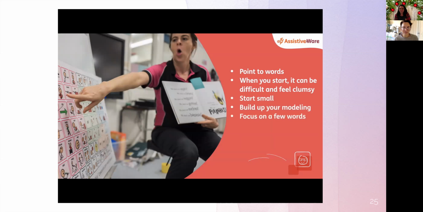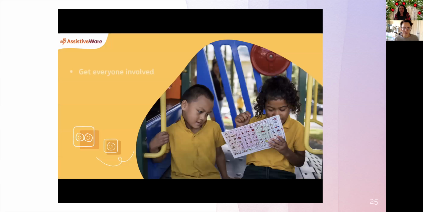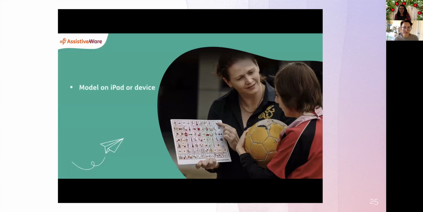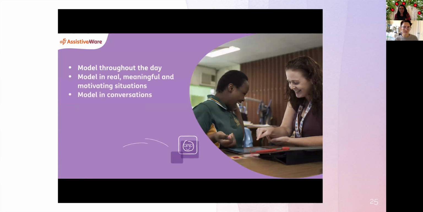Focus on a few words to model at first. Every time you model, it will get easier. The most important thing is to start, give it a go. Get others involved. Who else in the team can model? Get friends, family members, classmates, and siblings modeling. The more the merrier. Now, you can model on your iPad or device, or even on a paper-based version. Model throughout the day, especially during real, meaningful, and motivating activities. Model in conversations. Show how you can use different words to communicate different messages.